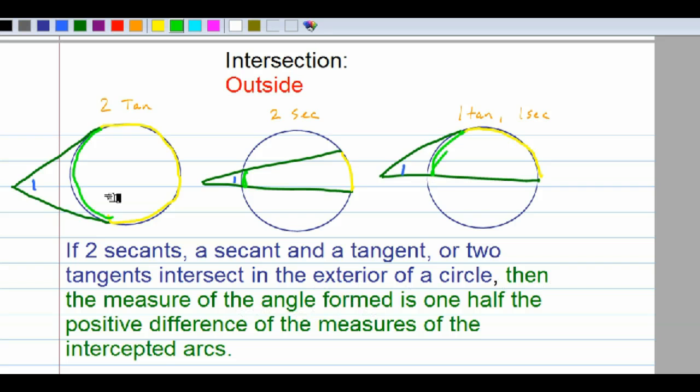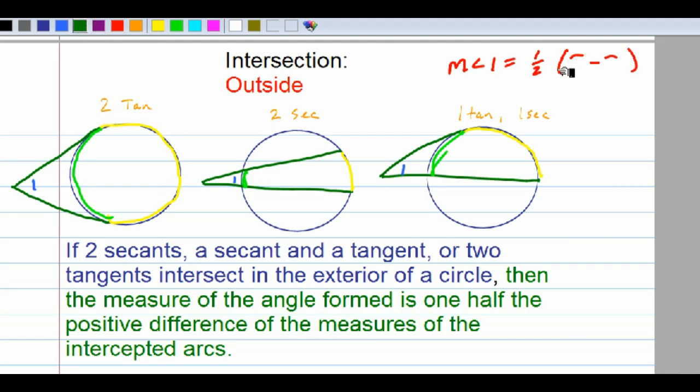The measure of the angle formed is 1/2 the positive difference of the measures of the intercepted arcs. There's going to be 2 intercepted arcs in each case. The way I like to think about this theorem is the measure of the angle is equal to 1/2 of the difference between 2 arcs.